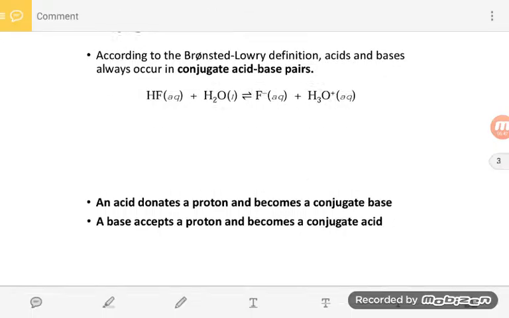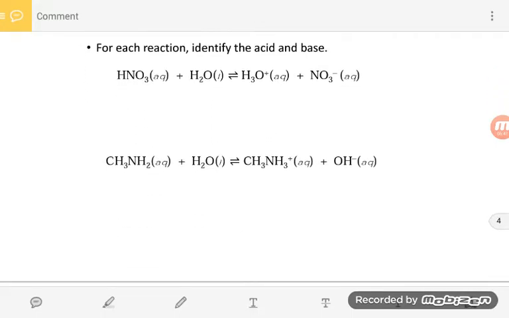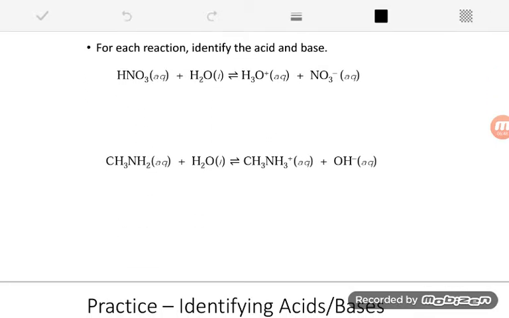All right, now let's try and apply this definition. So for each of these reactions, let's identify the acid and the base. And I usually find the Bronsted-Lowry the easiest one to consider. So if we look at this first equation, pretty straightforward. We say, okay, I have HNO3, and I have NO3- here, so this must have donated its hydrogen. So that's going to make HNO3 my acid. It's going to make H2O my base.